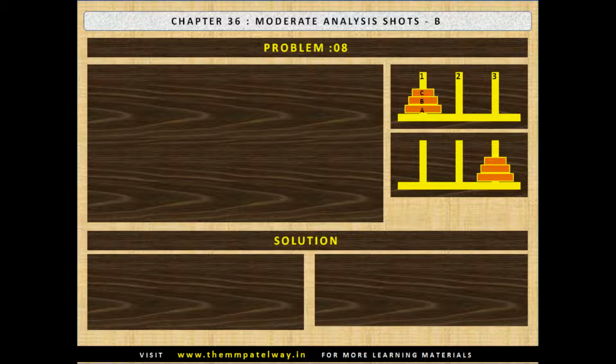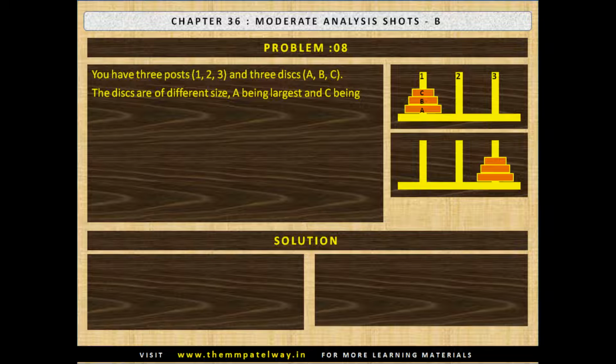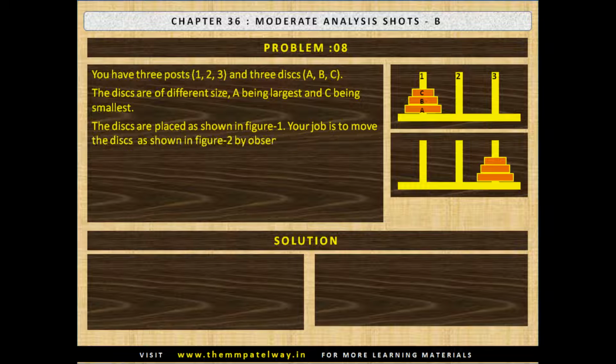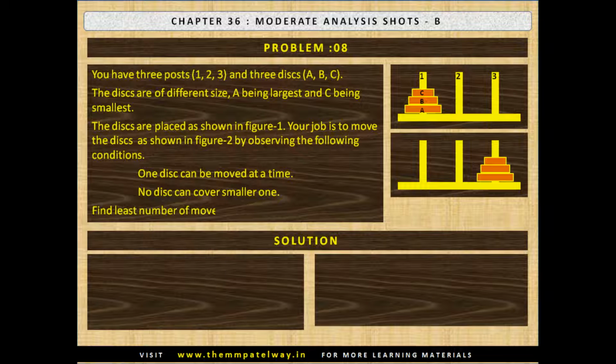Problem number 8. You have 3 posts 1, 2 and 3 and 3 discs A, B and C. The discs are of different size, A being largest and C being smallest. The discs are placed as shown in figure 1. Your job is to move the discs as shown in figure 2 by observing the following conditions. One disc can be moved at a time. No disc can cover a smaller one. Find least number of moves to be made. Now stop the video and solve the problem.